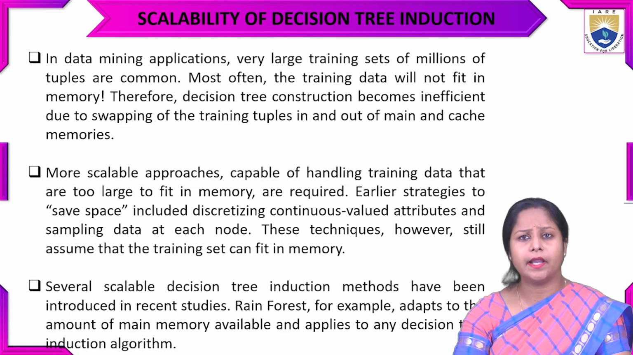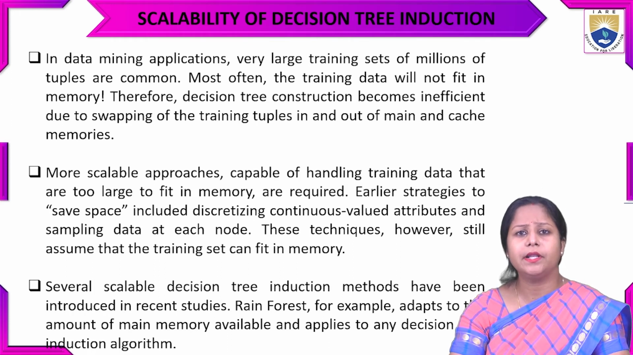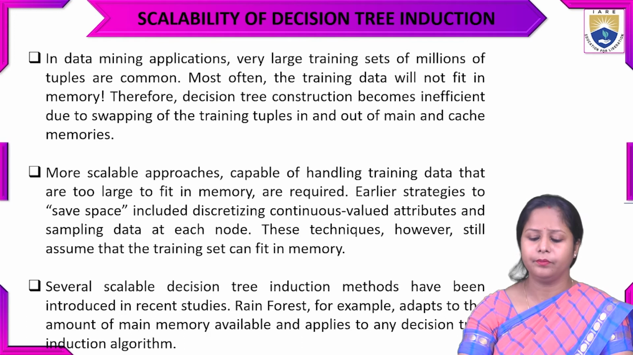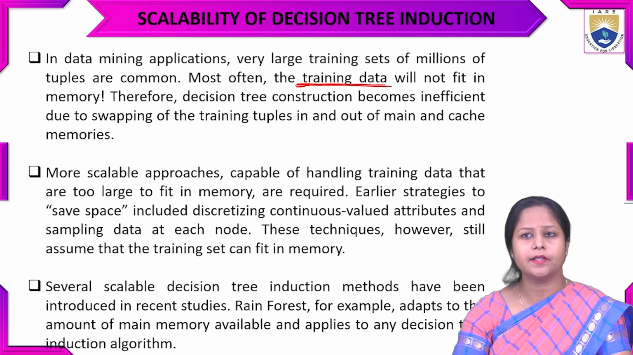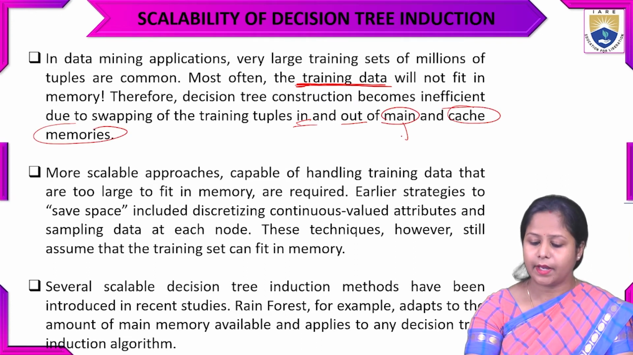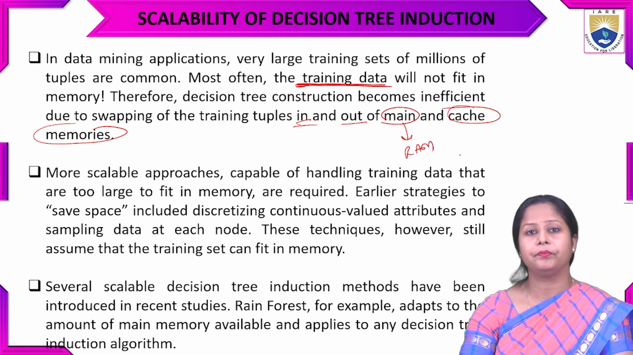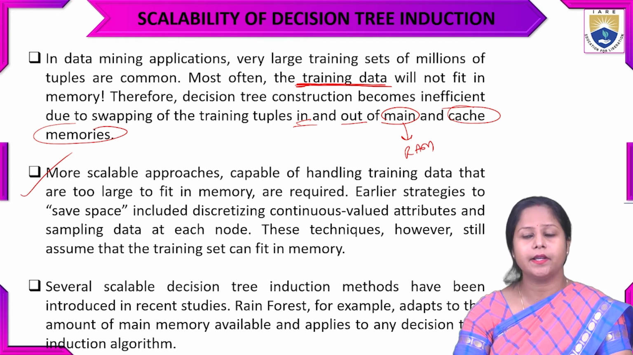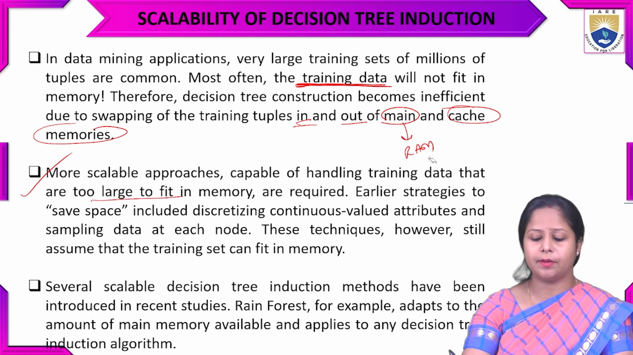In data mining applications, very large training sets of millions of tuples are common. Most often the training data will not fit in the memory, right? Because it is having huge data. Therefore, decision tree construction becomes inefficient due to the swapping of the training tuples in and out of the main and cache memory, right? So the most scalable approaches, capable of handling training data that are too large to fit in the memory, are required.